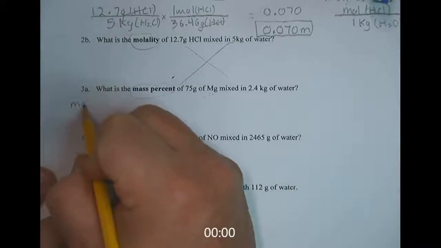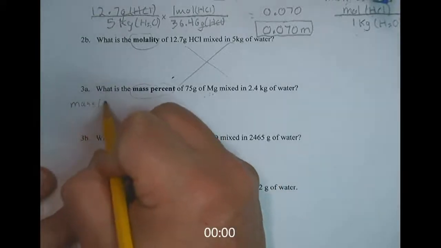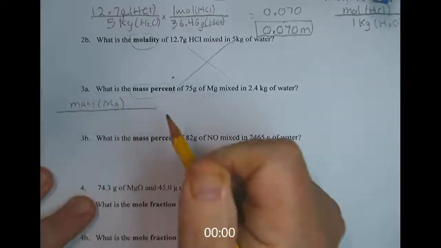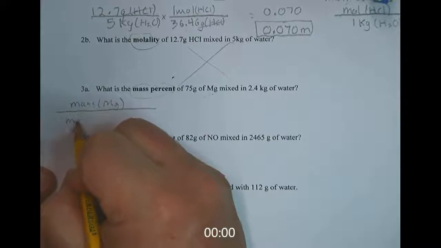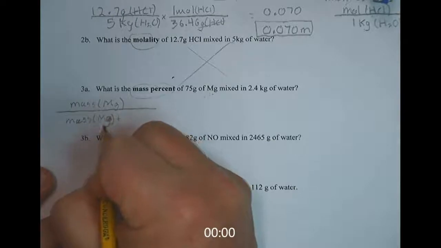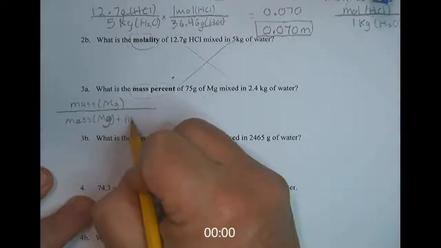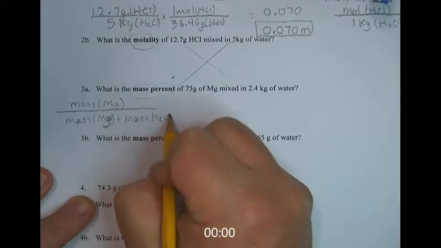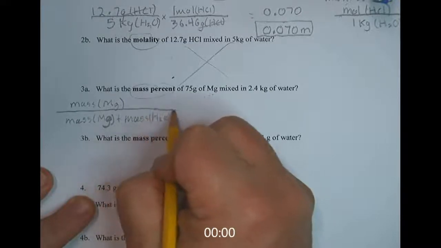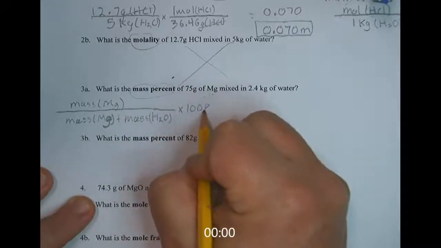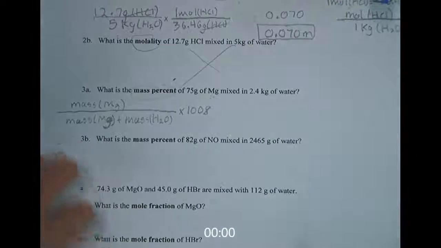It's mass, in this case, of magnesium divided by mass of magnesium plus mass of water. You add those two together in the denominator. You want the mass of the whole solution, and then you have to multiply by 100%. That just means multiply by 100 and put the percent sign on the end.